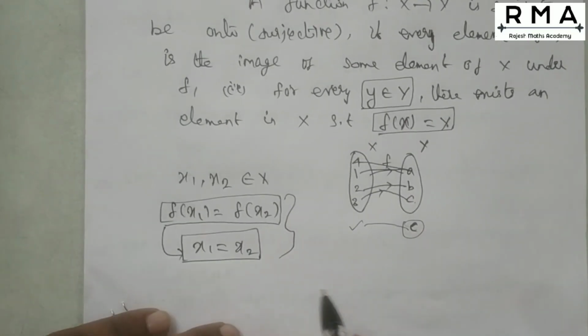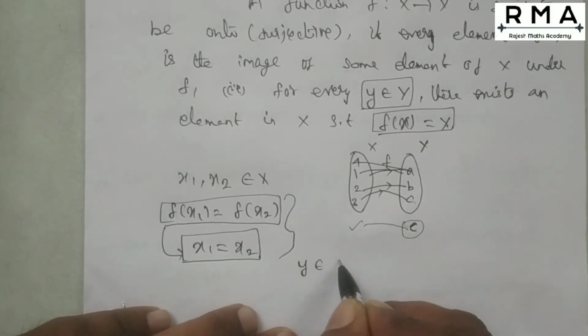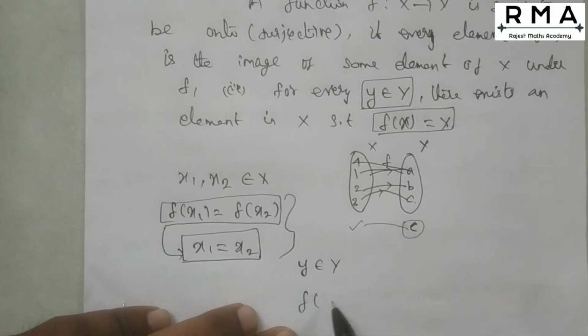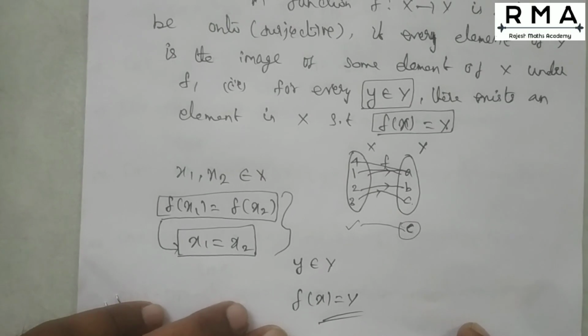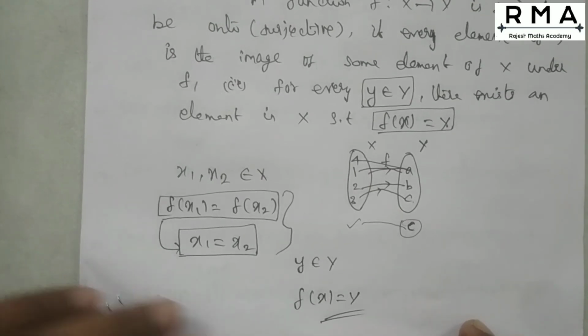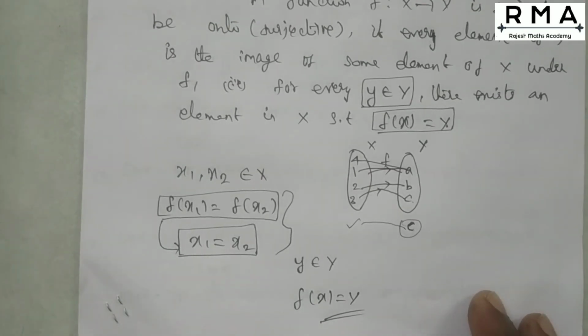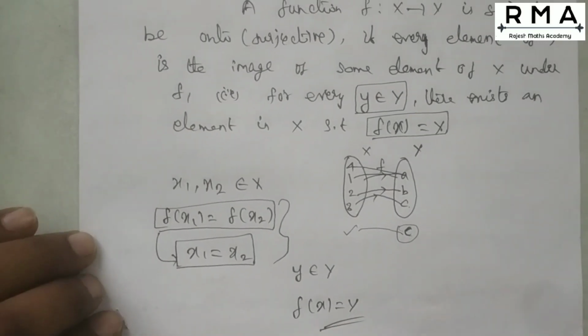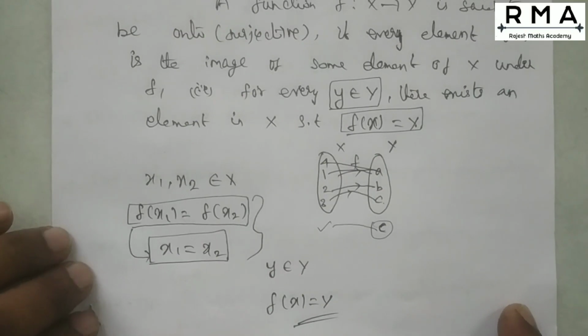For onto, what we have to prove means I need to take an element y from Y, then I need to show that f of x equal to y. Clear? This is the definition of one-one and the definition of onto. And some examples also we will see which is one-one and which is not. From the arrow diagram we can understand which is one-one and which is not.